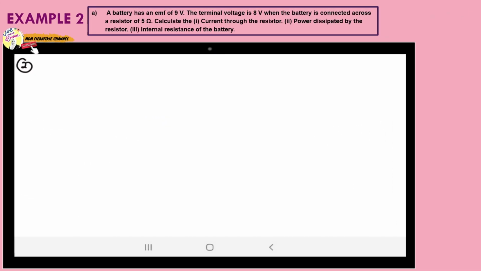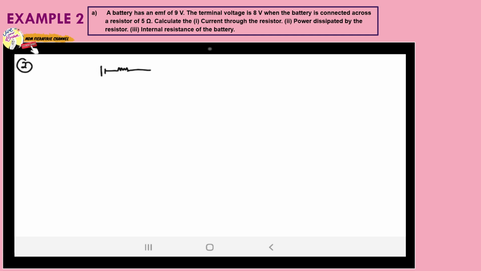For question number 2, we have a battery that has an EMF of 9 volt. Given that the terminal voltage is 8 volt when the battery is connected across a resistor of 5 ohm. Let's say this is the battery. We want to calculate the current through the resistor. There is an internal resistance in the battery, so that's why the terminal voltage is 8 volt. The EMF of the battery is 9 volt, but the terminal voltage is given as 8 volt.